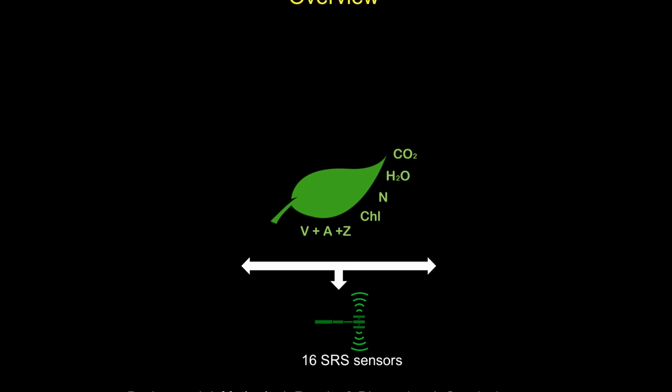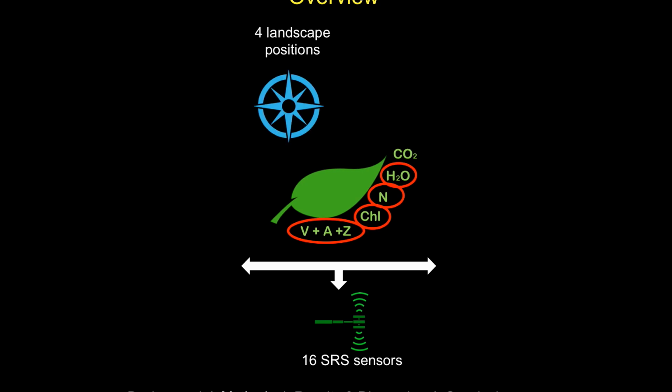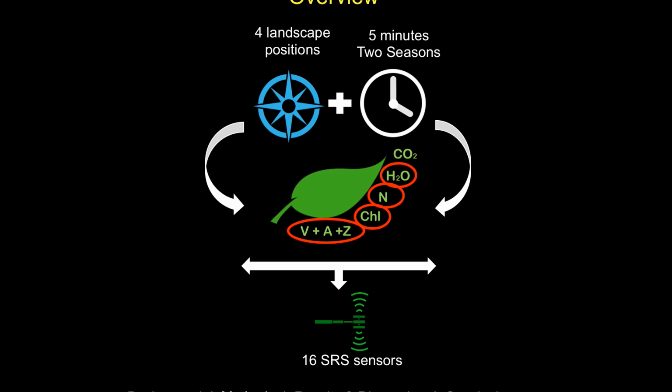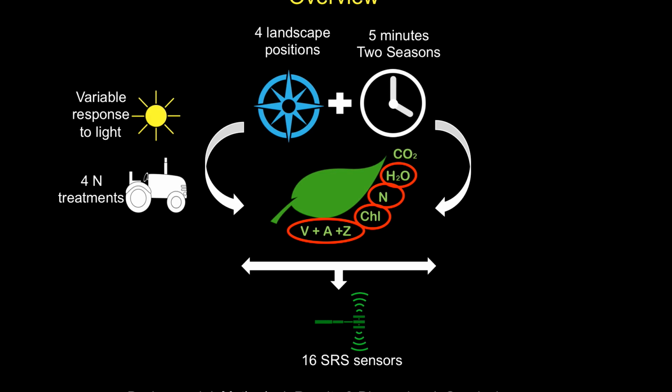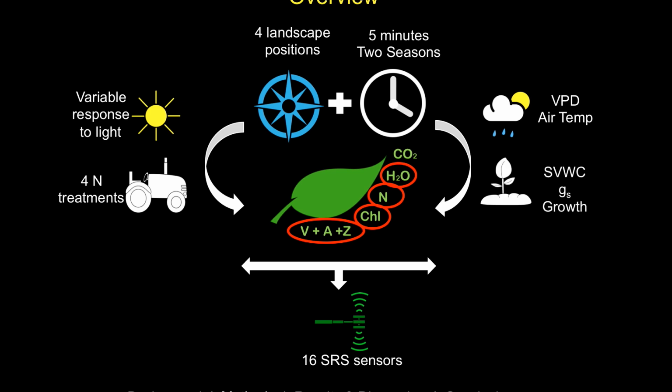So to give you an overview of what exactly we were looking at, we wanted to investigate the diurnal and seasonal changes in plant pigments using 16 SRS sensors over 2 seasons to look at all of these plant functional responses at 4 landscape positions, taking 5-minute measurements, again over 2 seasons, to investigate the variable responses of the plant to light environment, to these 4 nitrogen fertilizer treatments, to vapor pressure deficit and air temperature, to soil volumetric water contents, to model conductance, and leaf area accumulation.